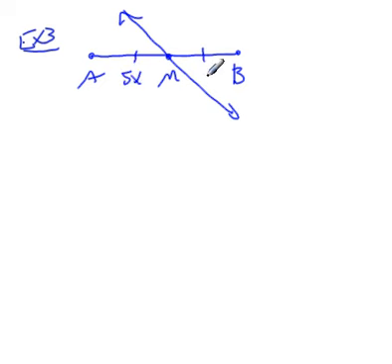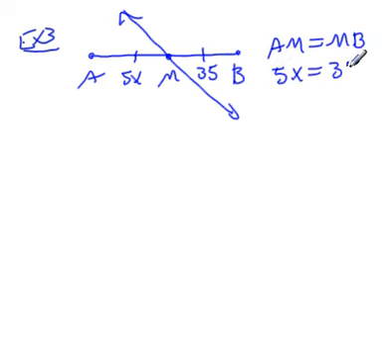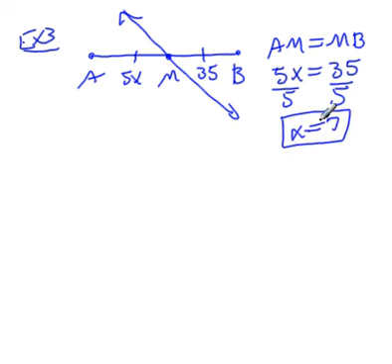If this one is 5x and this one is 35, you've already told me that AM is equal to MB. Therefore, we can use this same little formula and fill in. Since we know AM is 5x and MB is 35, we fill those in where they're equal to each other. It forms an equation, and then we can solve it. So x is equal to 7. Okay? All right.